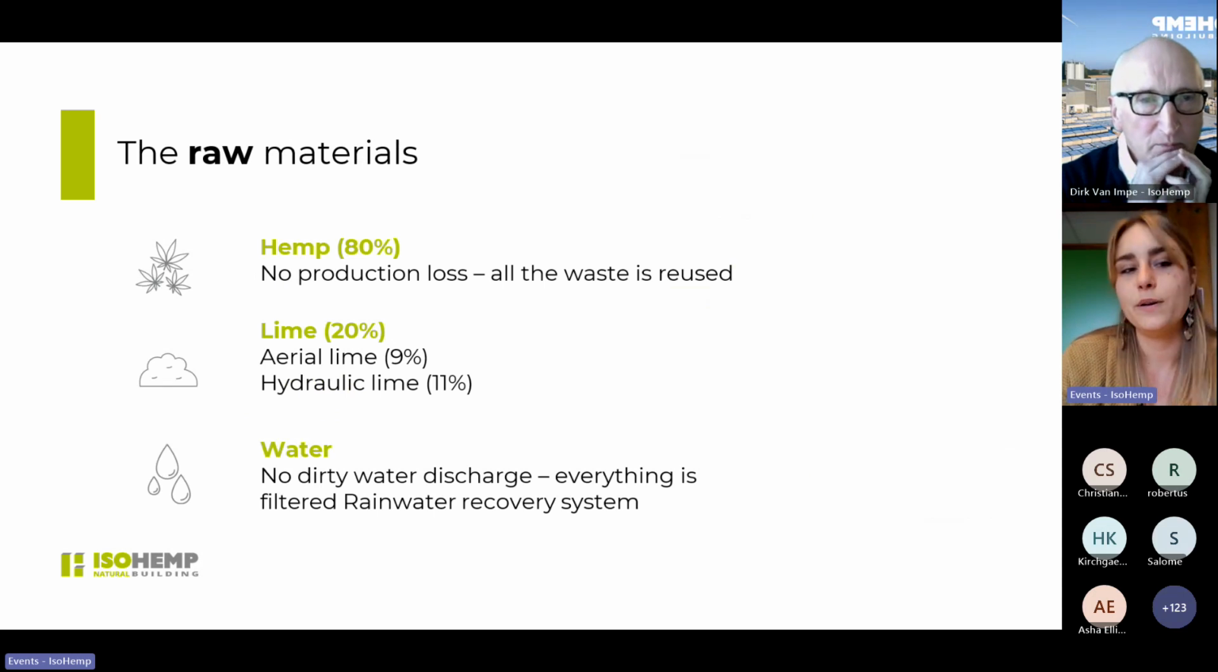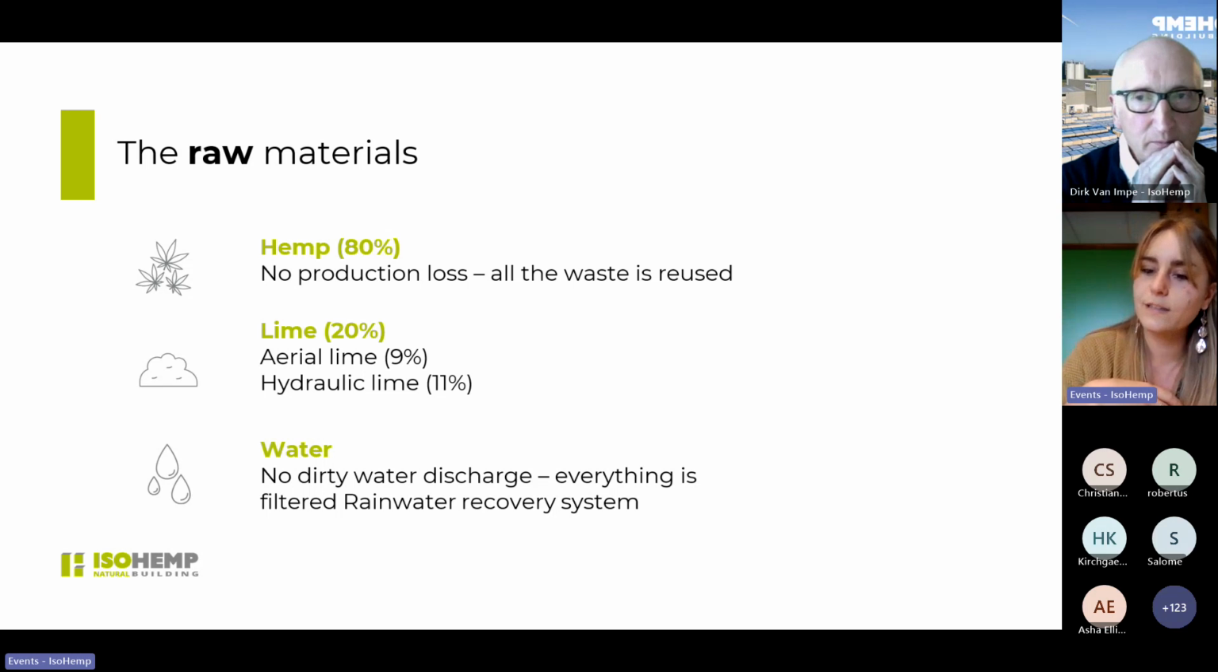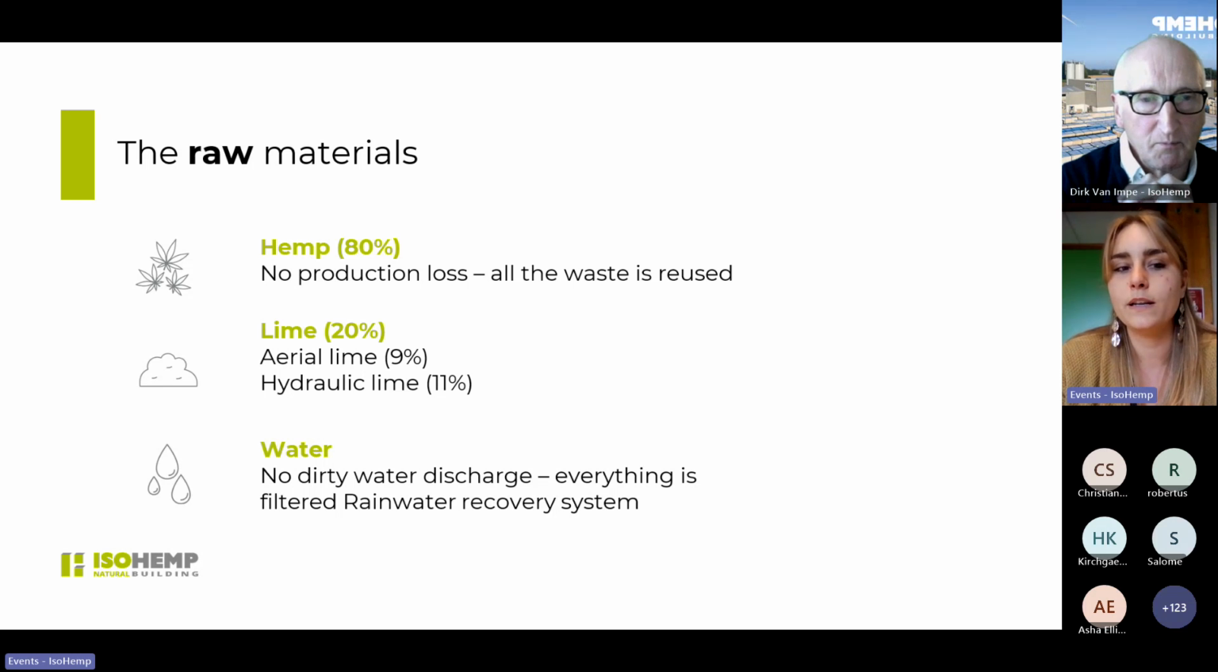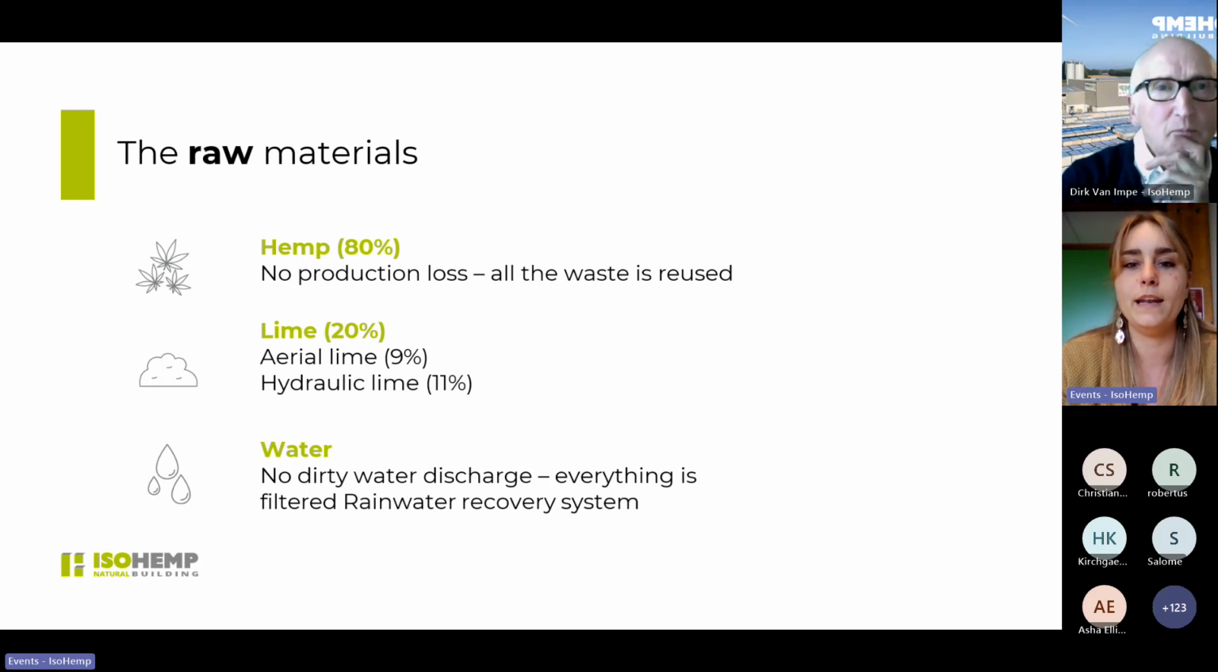So the materials: hemp, 80%, no production loss. All the waste is reused because we can reuse the hemp, as I said before, to re-inject it in the new cycle. We use 20% of lime, so 9% of air lime and 11% of hydraulic lime, and water. And still, water can be reused and everything.